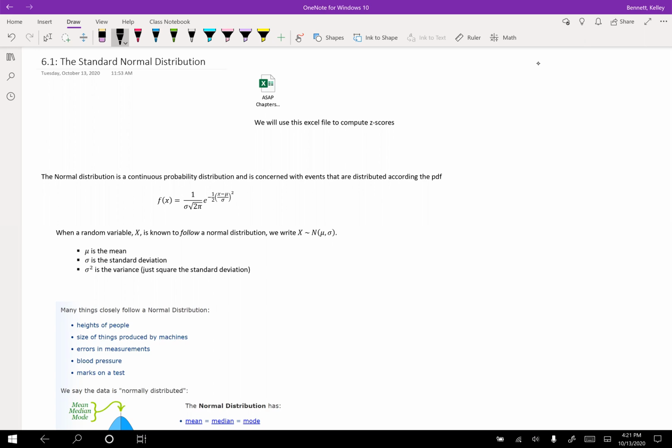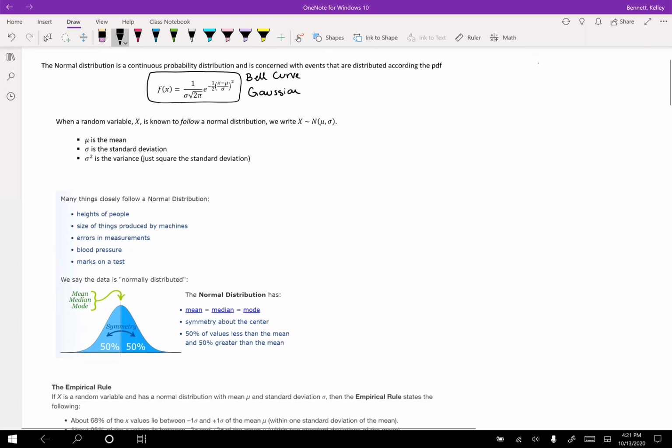So the normal distribution is a continuous probability function, and it's concerned with events that are distributed according to the PDF f of x equals, wow, a lot, something very extra, right? So even though this looks very overwhelming, I just want you to think of it as the bell curve. It's also called the Gaussian curve. And basically, it's something we've seen so many times in our lives, right?